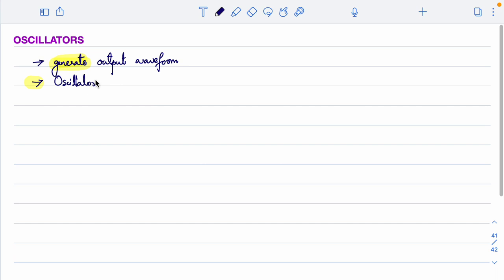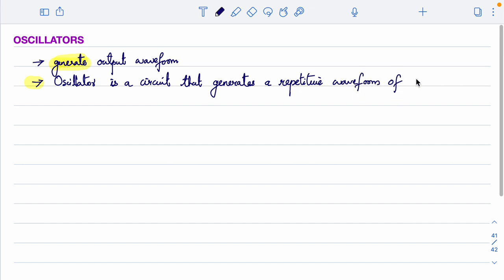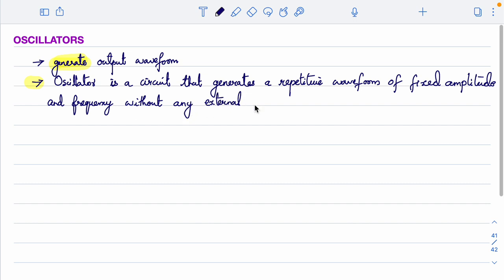I'll just write it here. An oscillator is a circuit that generates a repetitive waveform. What is the specialty of that waveform? Of a fixed amplitude. That doesn't mean that we cannot vary the amplitude. We can vary the output amplitude, or fixed amplitude and frequency. In fact, we can vary the frequency as well, but then the circuit is called a voltage controlled oscillator. So, fixed amplitude and frequency without any external input signal. This is how we define an oscillator.